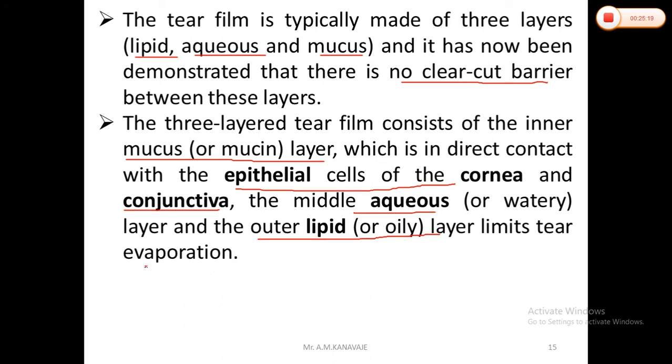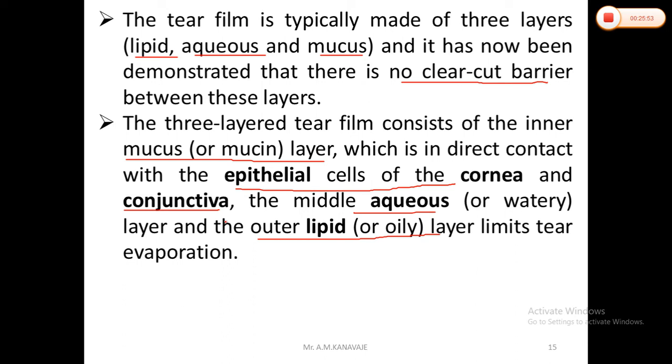If you have gone through the anatomy of the eye that I discussed in part 1, in those lectures I discussed the fluids that are present: the aqueous humor, which is present between the cornea and the lens, and the vitreous humor, which is present between the lens and the retina.